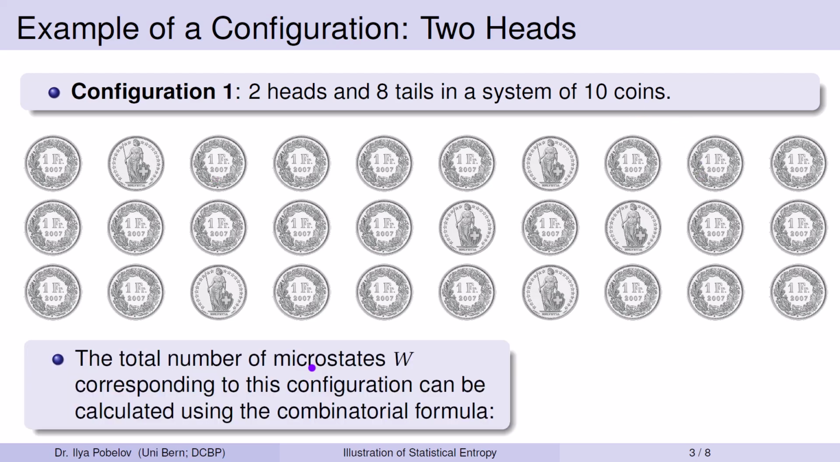The total number of microstates W corresponding to this configuration can be calculated using the combinatorial formula. W equals 10 factorial divided by 2 factorial times 8 factorial, which gives us 45. This means there are 45 possible ways to arrange 2 heads and 8 tails in different sequences.